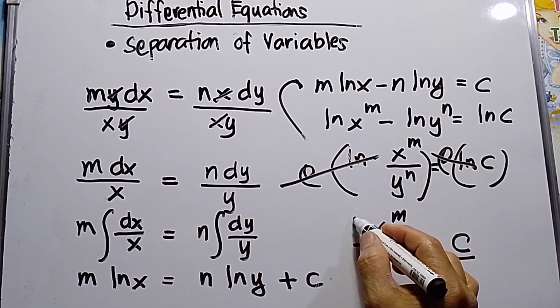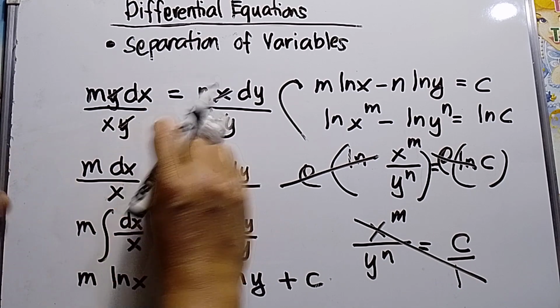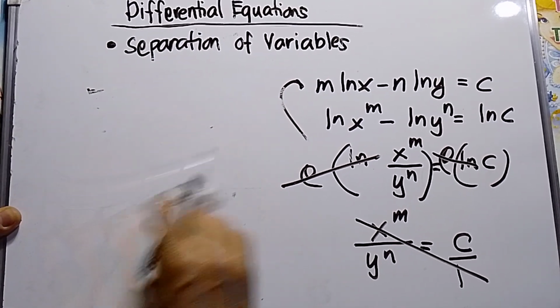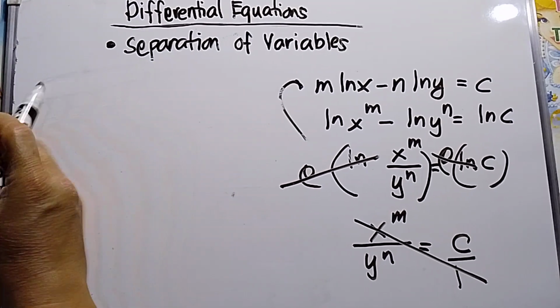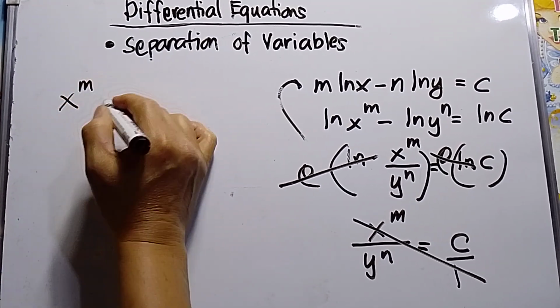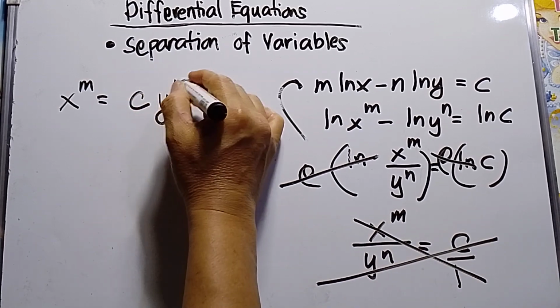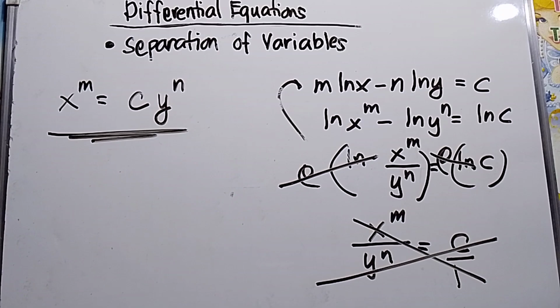Then cross multiply. So I will write in here the final answer. So cross multiply x to the m times 1 will be x^m is equal to c y raised to n. So this is my final answer, and that's all.